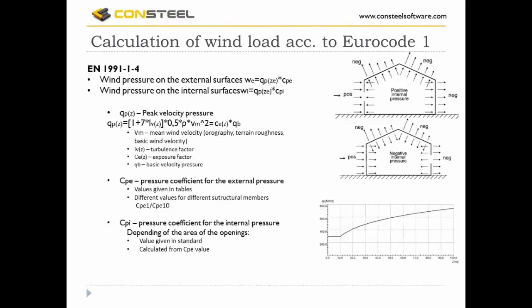Some words about the wind calculation. For wind calculation, the EN 1991-1-4 is used, and it defines the expression for the calculation of wind pressure acting on the external and internal surfaces. In the expression, peak velocity pressure is multiplied with an internal or external pressure coefficient. National annexes may give rules for the determination of peak velocity pressure, which you can see in the picture. This is the recommended expression. Basically, peak velocity pressure increases with the level of the site altitude.